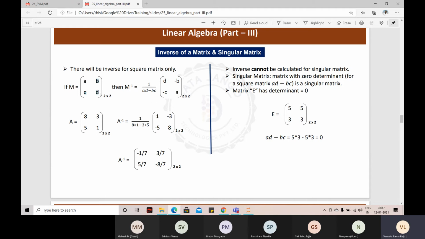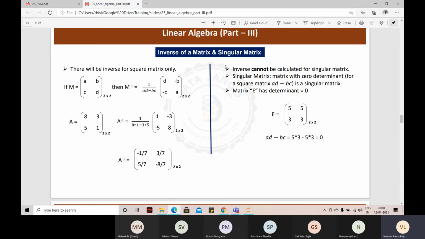I took only a simple matrix here because you should know what is inverse, what is determinant. This is called the determinant. 1 by AD minus BC. This AD minus BC is called the determinant. So you calculate the determinant, you divide that with D, minus B, minus C, A, and you get the inverse. When you multiply this matrix and the original matrix, you get I. A into A inverse is equal to I. You multiply these two matrices, you get the identity matrix.